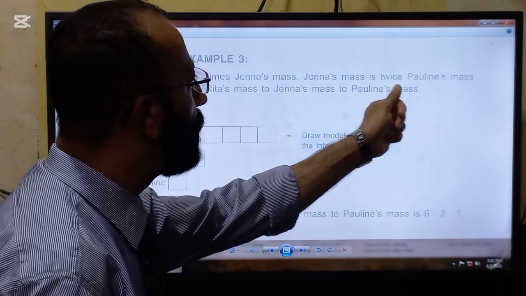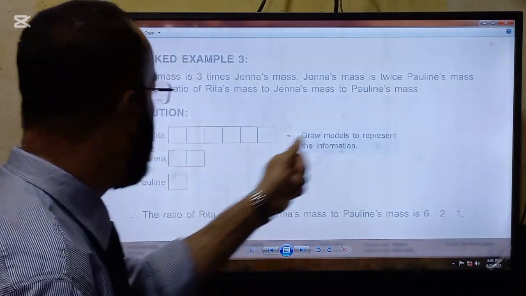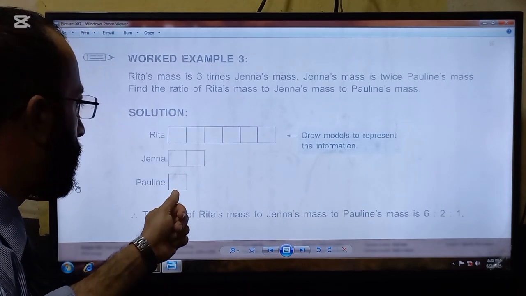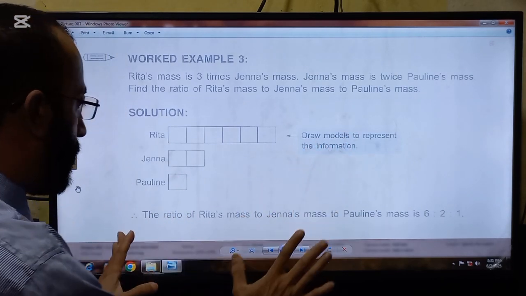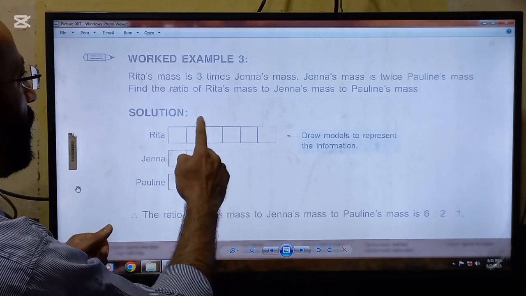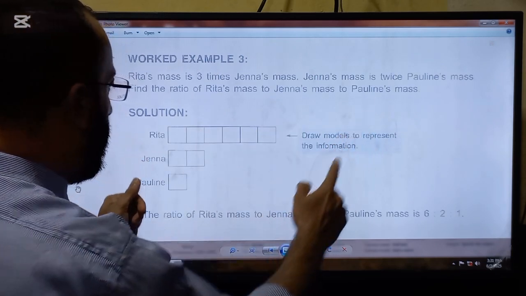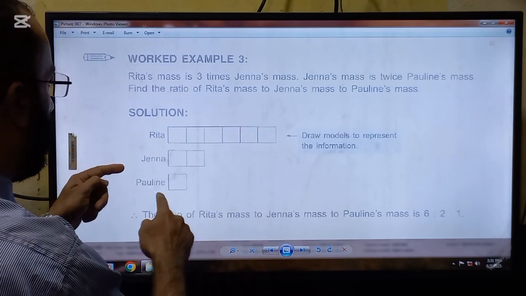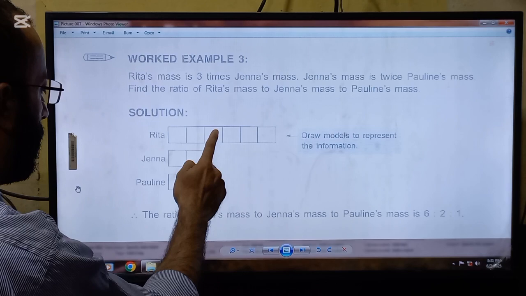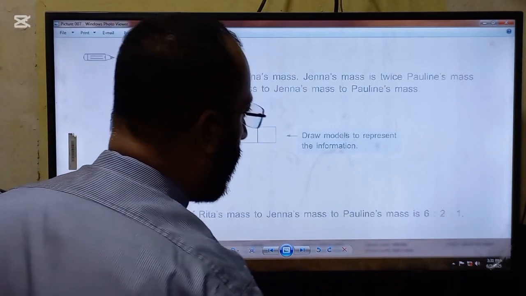Jenna's mass is twice Pauline's mass. So if Jenna is twice of Pauline, Pauline will be 1 box. So this is the method of drawing models. So the requirement is to find the ratio of Rita to Jenna to Pauline. So Rita is first, Jenna is second, Pauline is third. Okay, so the ratio will be 6 to 2 to 1. So this is the answer.